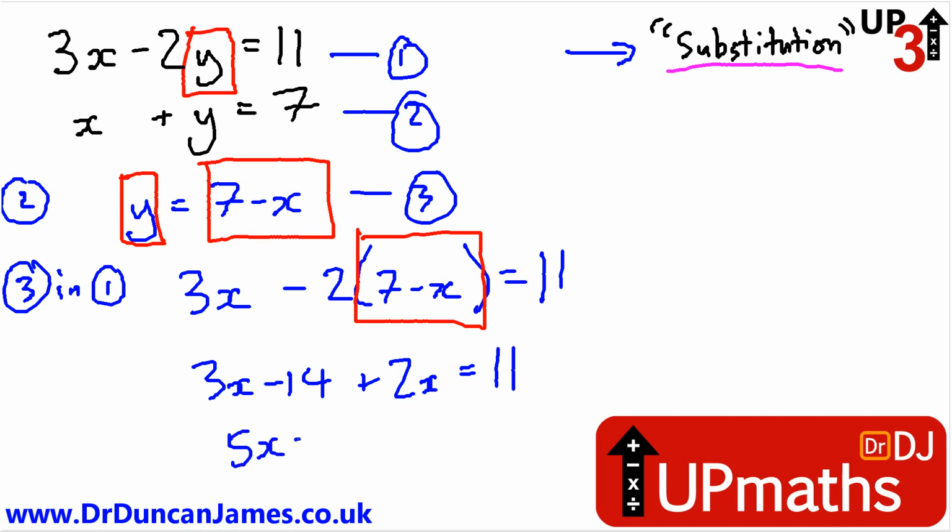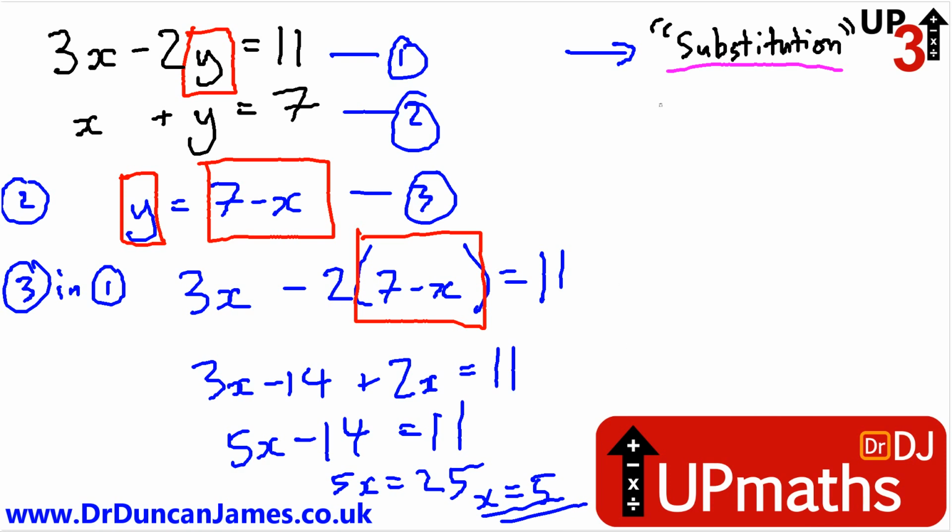So then 5x minus 14 equals 11. Add 14 to both sides, so 5x equals 25. Divide both sides by 5, so x equals 5. There we go, so we've worked out what x is. Now we substitute that back in. We know that x plus y equals 7. Therefore x plus 5 equals 7. So that means that x equals 2.